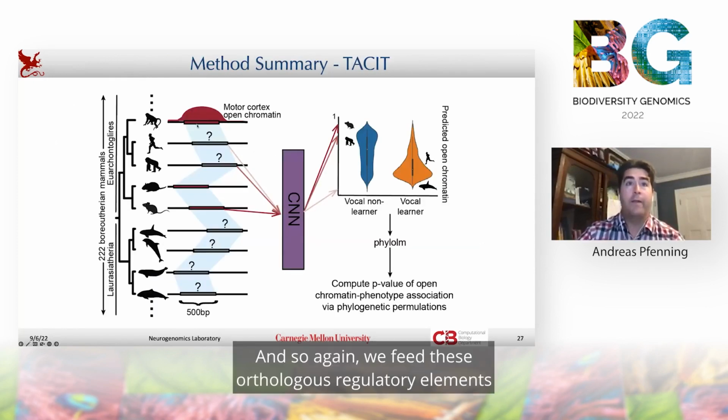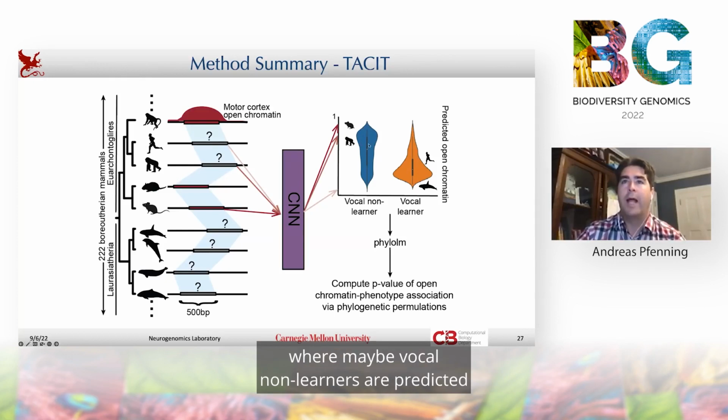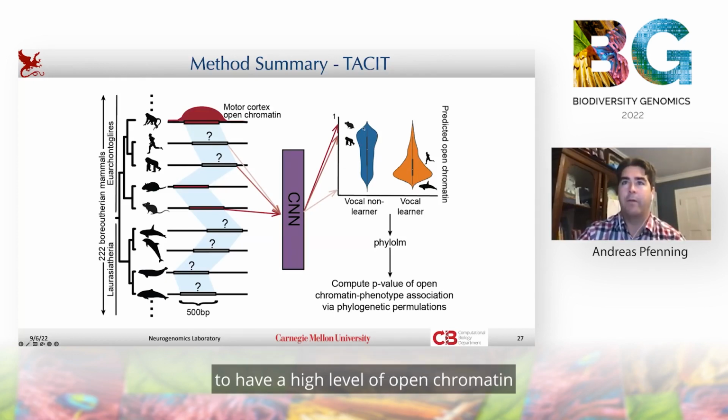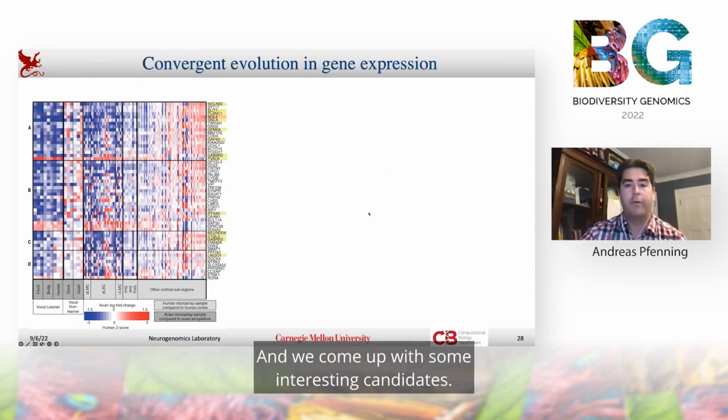And so again, we feed these orthologous regulatory elements into the convolutional neural network, and then to find trait-associated loci, vocal learning-associated loci, we want to find cases where maybe vocal non-learners are predicted to have a high level of open chromatin or regulatory activity, while the vocal learners as a group are predicted to have lower levels. We do this using the phylolm package to control for the phylogeny. And then we also use another method, phylogenetic permutations, to make sure we don't get false positives. And we come up with some interesting candidates.